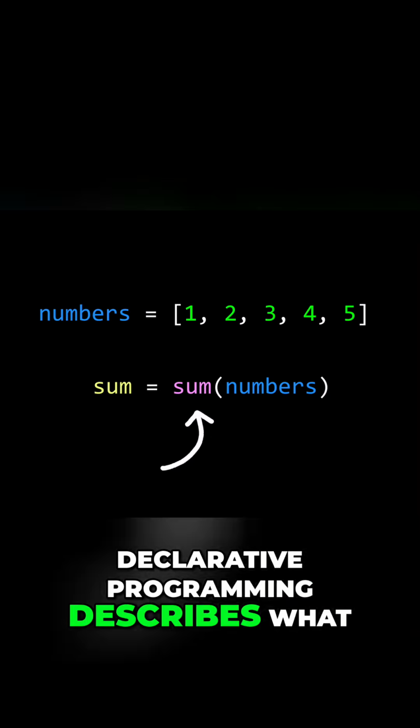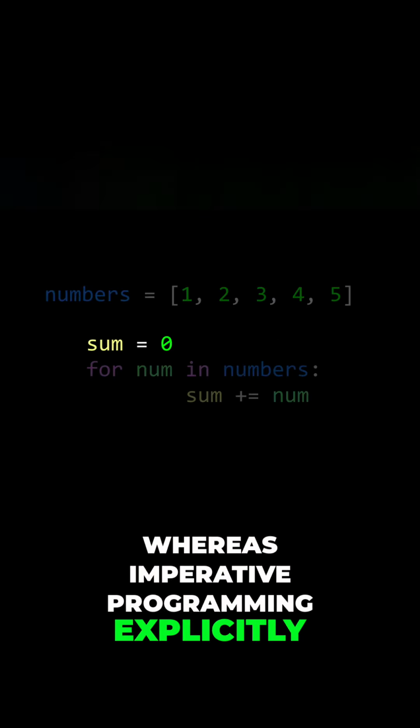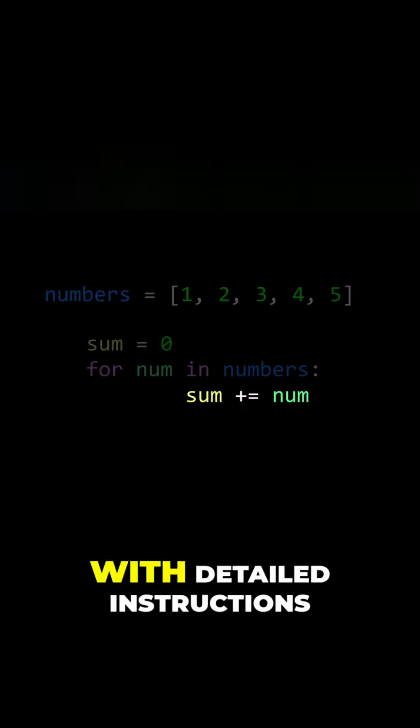Declarative programming describes what the code does, but not how exactly the computer should do it, whereas imperative programming explicitly describes how the computer should achieve a result with detailed instructions.